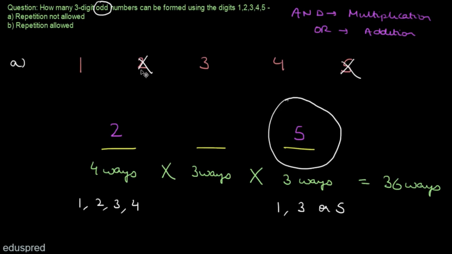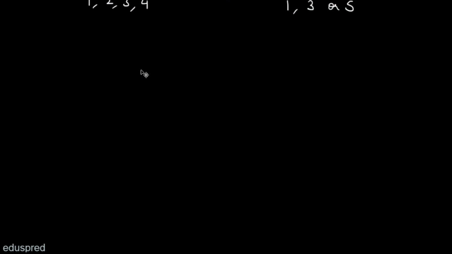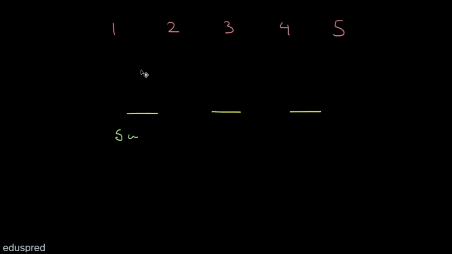Now before I proceed to part B, let us first see why it is important to start with a condition. Let's say we decide not to start with a condition. So we have to form 3-digit odd numbers, and these are the digits that we have to use. Let's make 3 slots. And let's say we do not start with the units place and we start with the hundreds place. Because we are starting with the hundreds place, this place can be filled in 5 ways. It can take any of these numbers. For the sake of example, let's say we put 2 here.